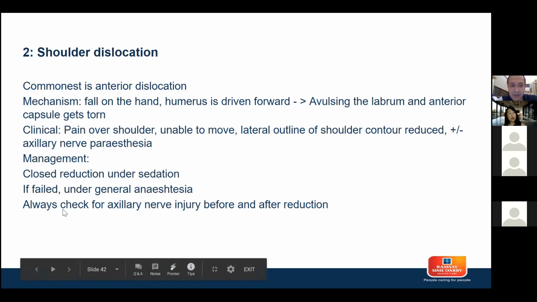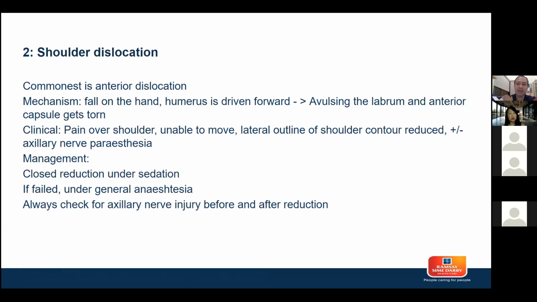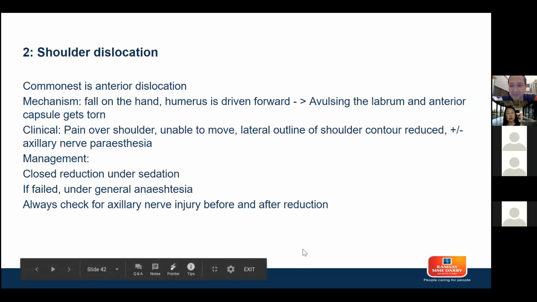But always remember, if you're doing a closed reduction, check for axillary nerve injury, because it's one of the common nerves that can be injured. How do you check for axillary nerve? So you check for the regimental badge, C4 area, the C4 dermatome. That is generally the supply of the axillary nerve. So you look for sensory loss over that area. It's difficult to ask them to move the shoulder and lift it because they've just dislocated. They're not going to do that. So you have to go for the sensory component of the axillary nerve at the initial setting.